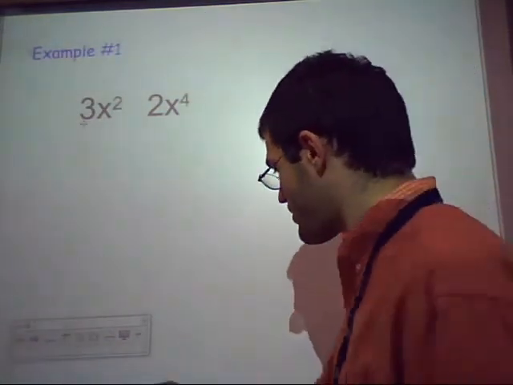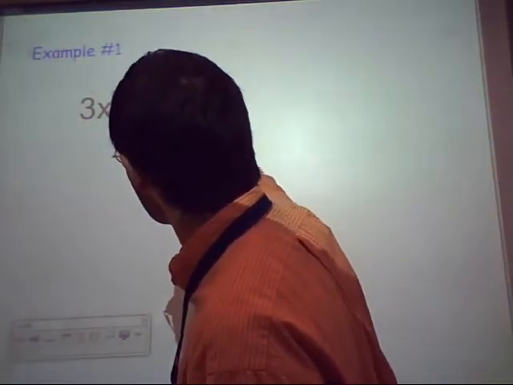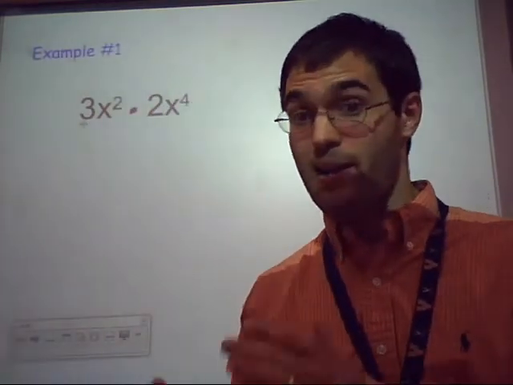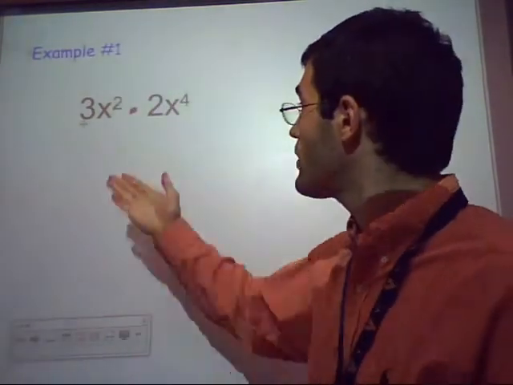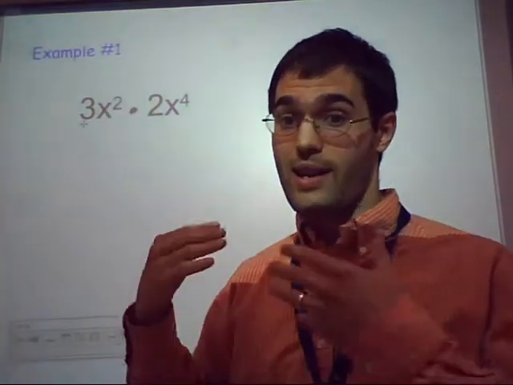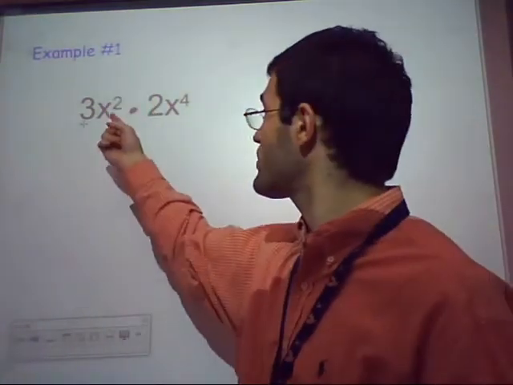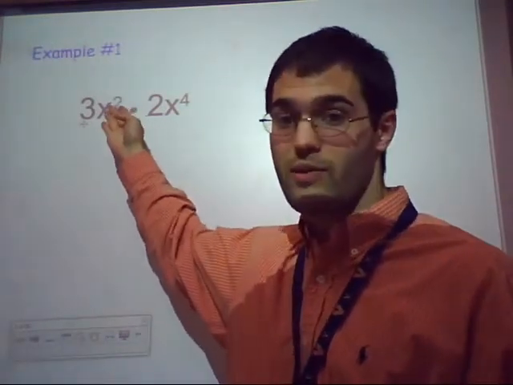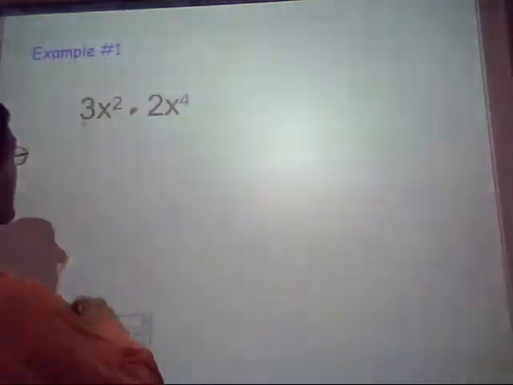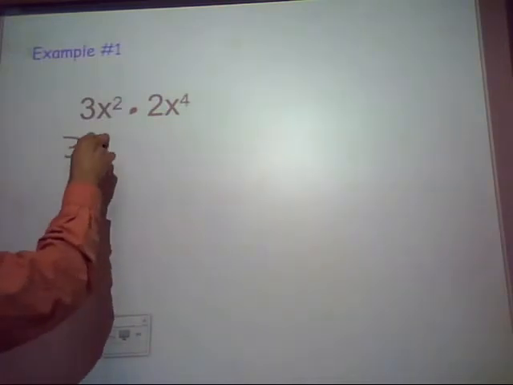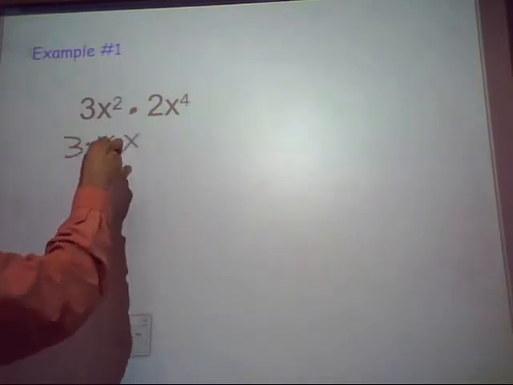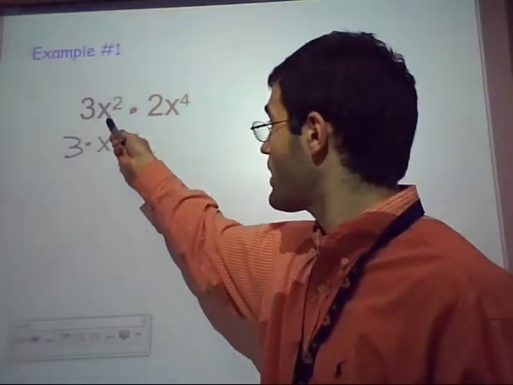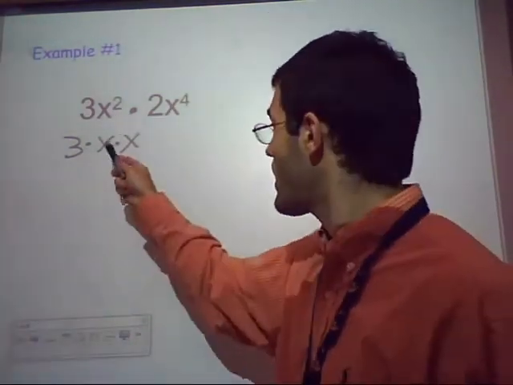First of all, I lost my multiplication symbol here. Let's rewrite this, reminding ourselves of what an exponent is. An exponent is a number that tells you how many times to multiply the base by itself. So 3x to the power of 2 could be rewritten as 3 times x times x. It just means multiply x 2 times. So we have x times x.